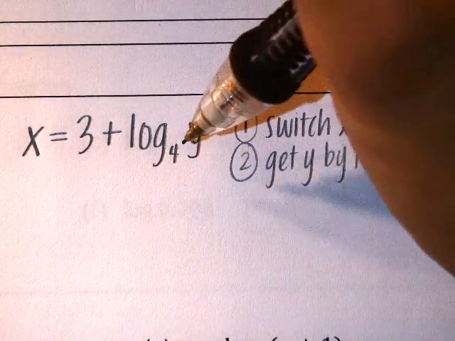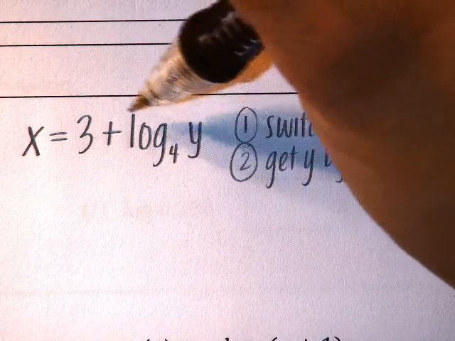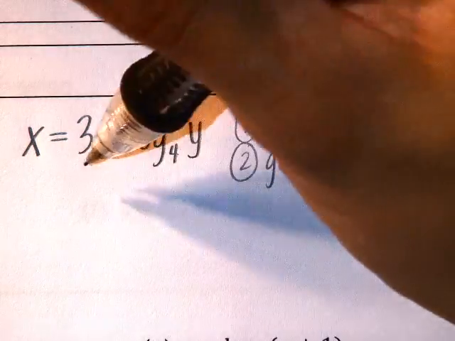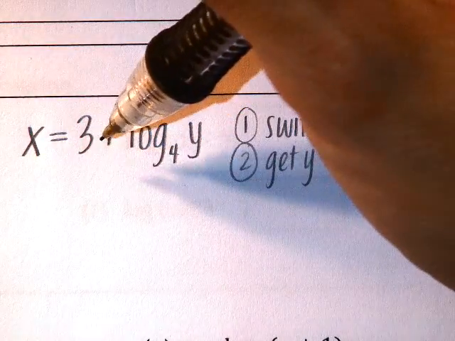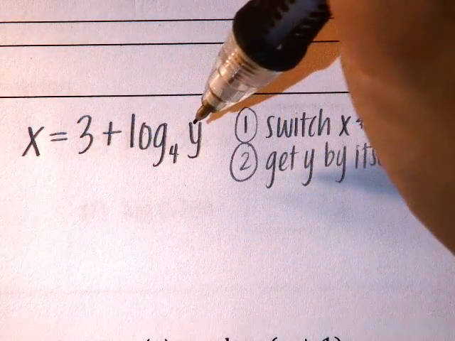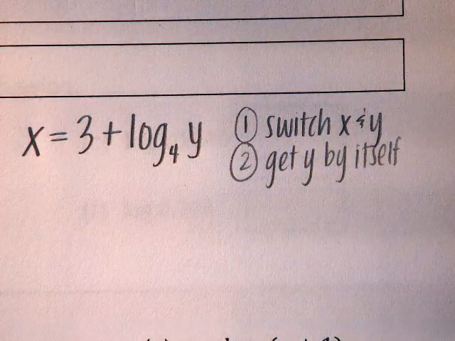Getting y by itself often means moving anything on the same side of the equation to the opposite side. And usually we work from what we call the outside in. We start with things that are furthest from y and we get rid of those first. And then we get ourselves closer to the letter y and get rid of those things later.